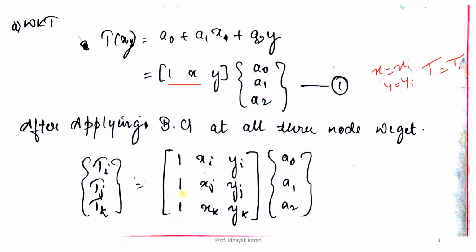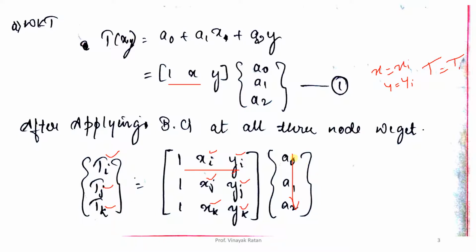When you substitute these boundary conditions in this equation, you will get three equations. When you write that in matrix form, this is how we'll write: 1, xi, yi, 1, xj, yj, 1, xk, yk. So when you multiply this with this, you will get three equations. Now you know the values of xi, yi, xj, yj, xk and yk, and you also know the values of Ti, Tj and Tk.